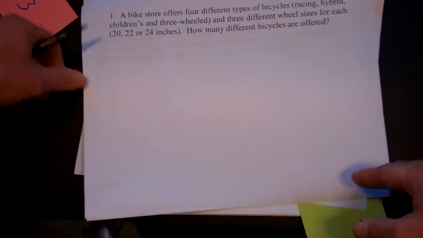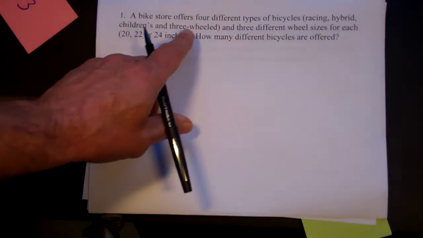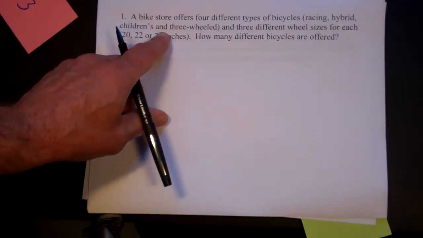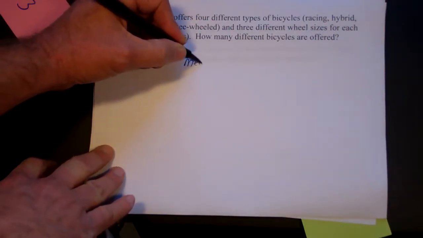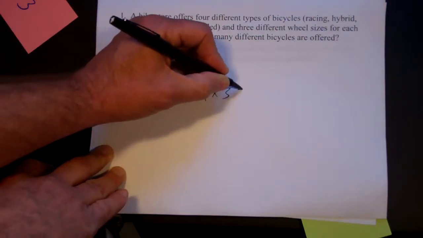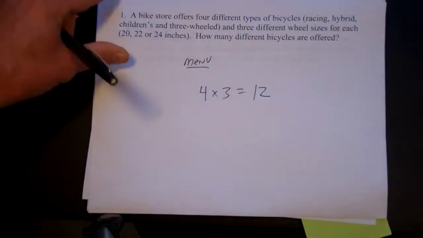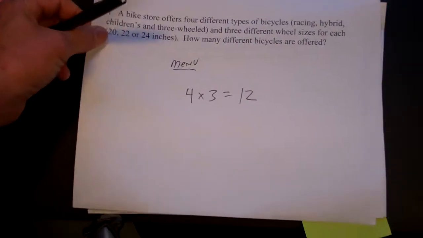In the first problem, you have a store which offers 4 different types of bicycles and 3 different types of wheel sizes. How many are offered? This is exactly the menu problem. And you simply go 4 times 3. 4 times 3 is 12. And that's your answer. The key here is to recognize that this problem is exactly the same as the menu problem.